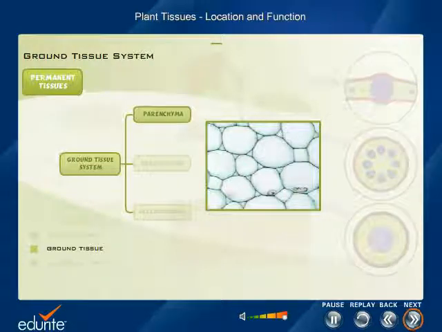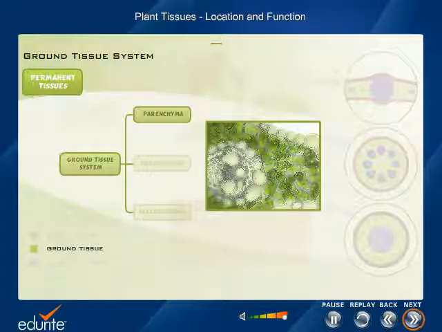The cells are spherical or oval in shape. Intercellular spaces are present. The cells that are involved in photosynthesis contain chloroplasts and are called chlorenchyma.